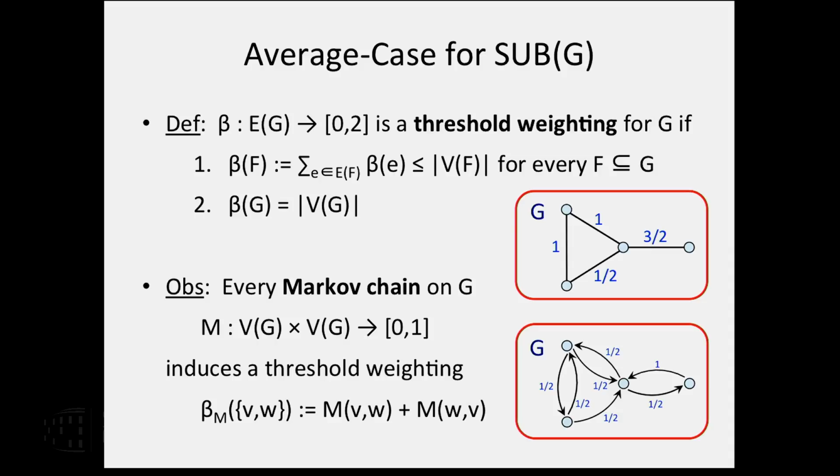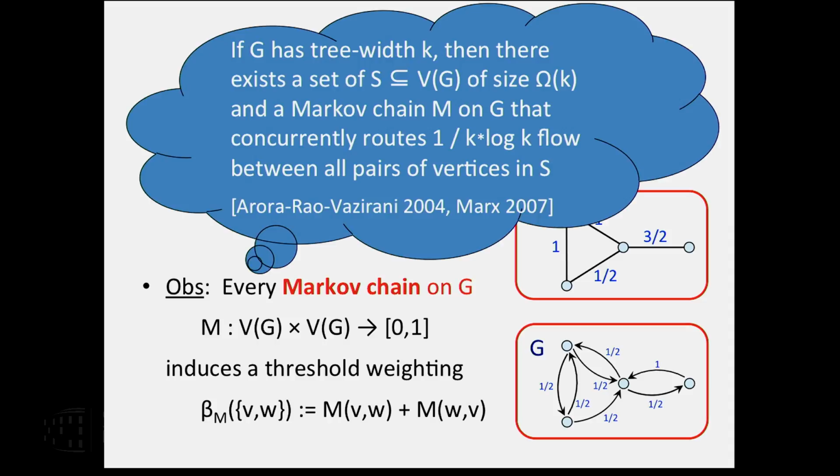So yeah, every threshold weighting can in fact be realized by some Markov chain. It's not 1-to-1, but this is another. Okay, and here's the connection between. So just to mention briefly now, there's a nice connection between these Markov chains on a graph and tree width.